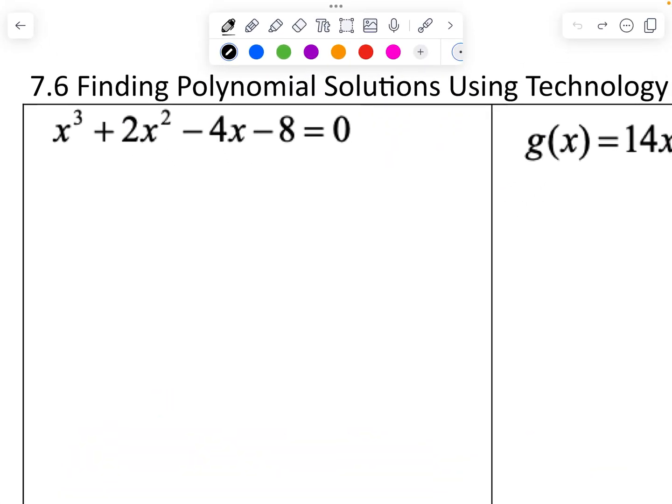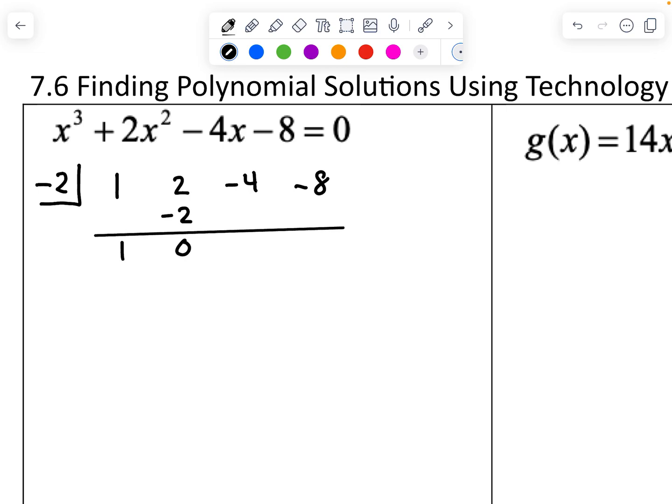So what we're going to do is use the solutions we found in our calculator, the first of which was -2. I'm going to take -2 and put it in our box. We're going to use synthetic division. Then I'm going to put my coefficients of the polynomial: 1, 2, -4, -8. With synthetic division, the first number comes straight down. Then we multiply, then we add, then we multiply, then we add, then we multiply, then we add. And we notice we did get 0 as a remainder.